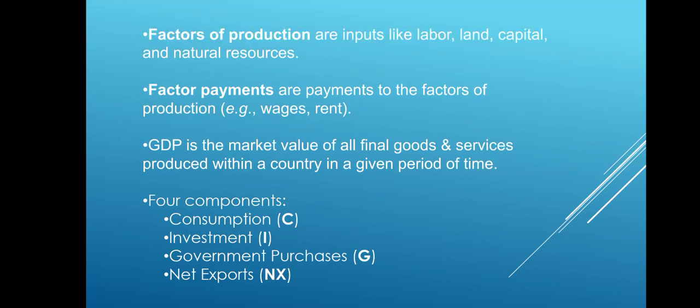Factors of production are inputs like labor, land, capital, and natural resources. Factor payments are payments to the factors of production, like wages, rent, etc.